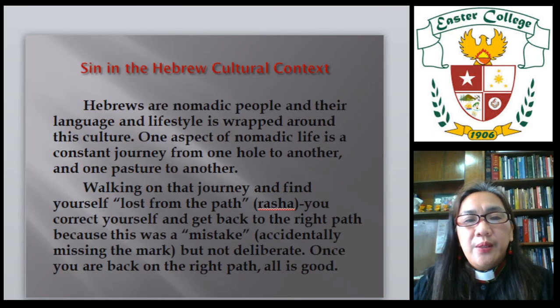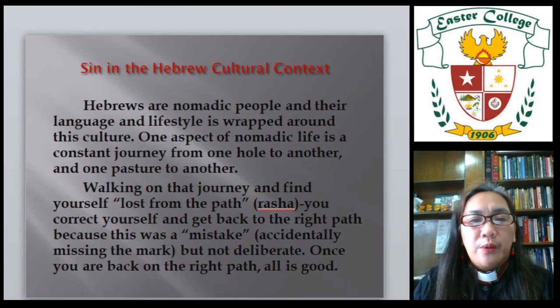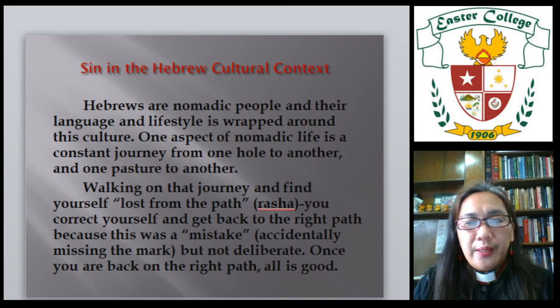Moving on. So, sin in Hebrew cultural context. Hebrews are nomadic people and their language and lifestyle is wrapped around this culture. One aspect of nomadic life is a constant journey from one hole to another and one pasture to another. Walking on the journey and finding yourself lost from the path, rasha, you correct yourself and get back to the right path because this was a mistake, an accidental missing of the mark. So ito yung parang nawala ka sa landas.